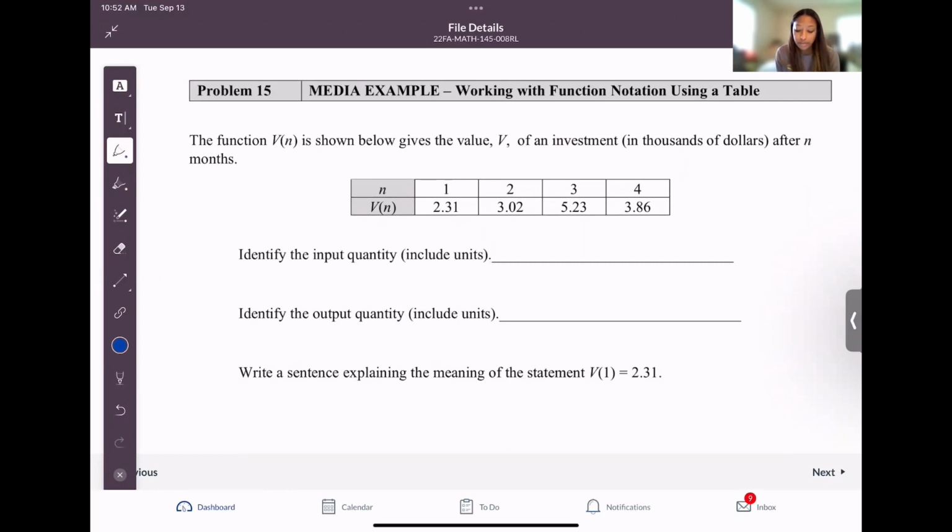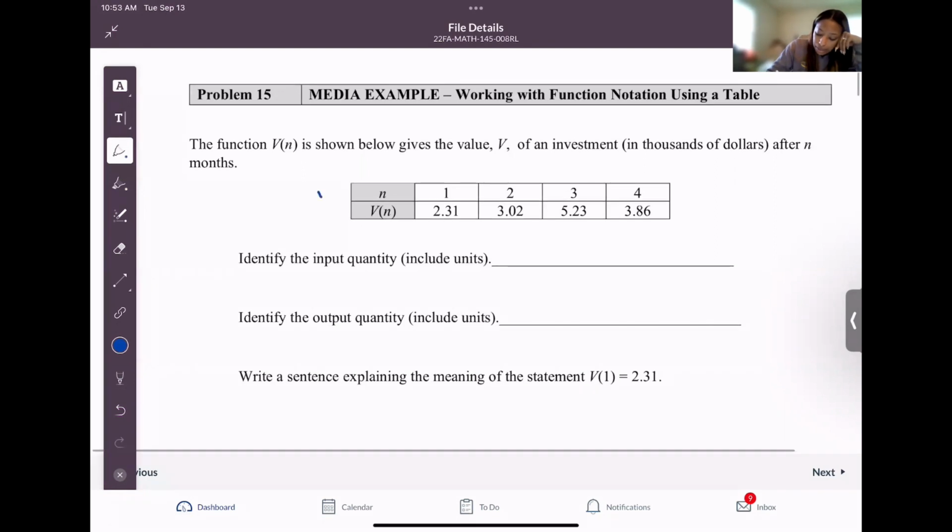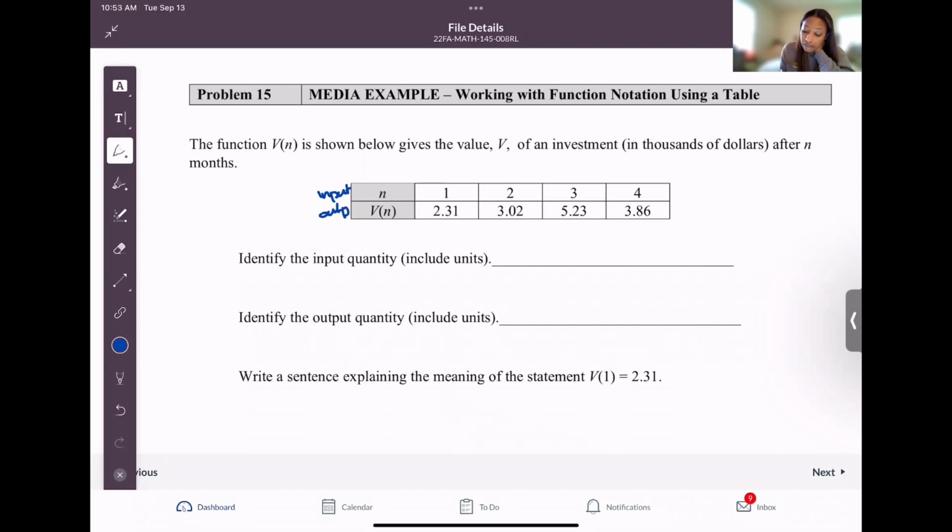Problem 15, the function v of n is shown below, gives the value of an investment in thousands of dollars after n months. So the table is given to us a little bit different. The first row represents the inputs. The second row represents the outputs. Identify the input quantity. That would be n, the number of months. So if you put in the number of months that you're investing, this function will spit out the value of your investment in thousands of dollars. So the output is V, which is the value of the investment.